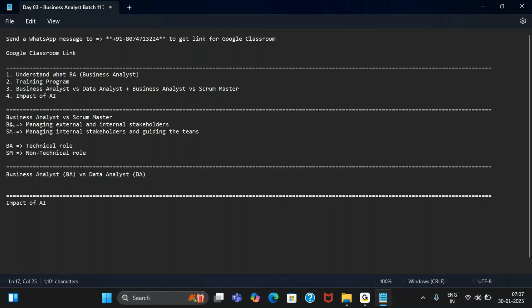Before the role of BA was introduced, a lot of software development activity used to take place directly between the developers and the clients. And then everyone realized that this direct work between developers and clients is not effective, because a developer's focus is mainly on building the software, so they want to know the technical aspects, whereas clients are mainly non-technical in nature.